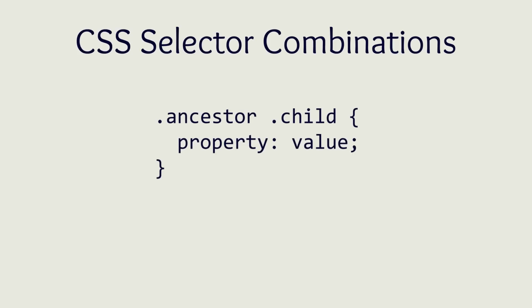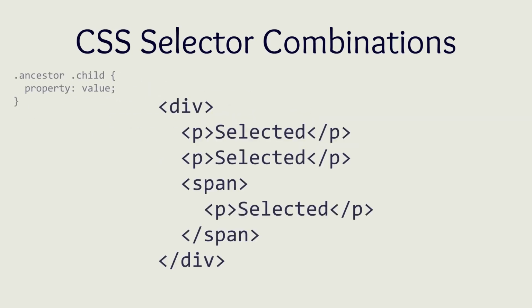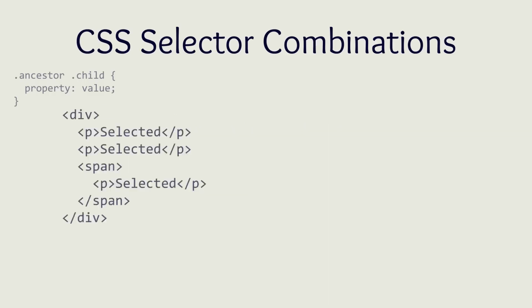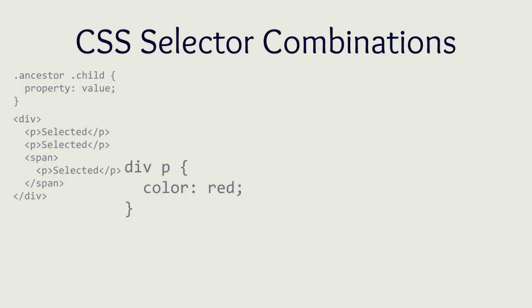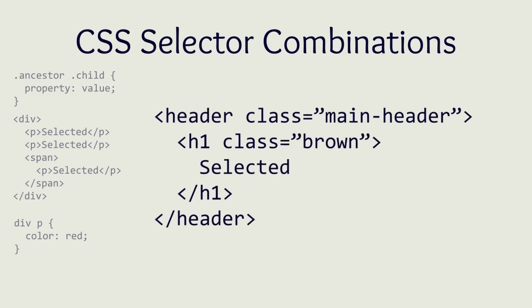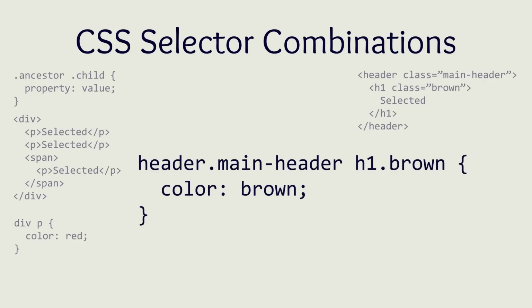To do this, you will put a space between the ancestor and child selector. For example, to select all p tags inside a div, you simply need to use the following selector. This will select all p tags that have a div as their ancestor, even if the div tag is not the direct parent of the p tag. This combination of selectors can be combined with the previous combination of selectors to make even more specific selectors. For example, to select all h1 tags with the class of brown that have a header with the class main header as their ancestor, you would do this.